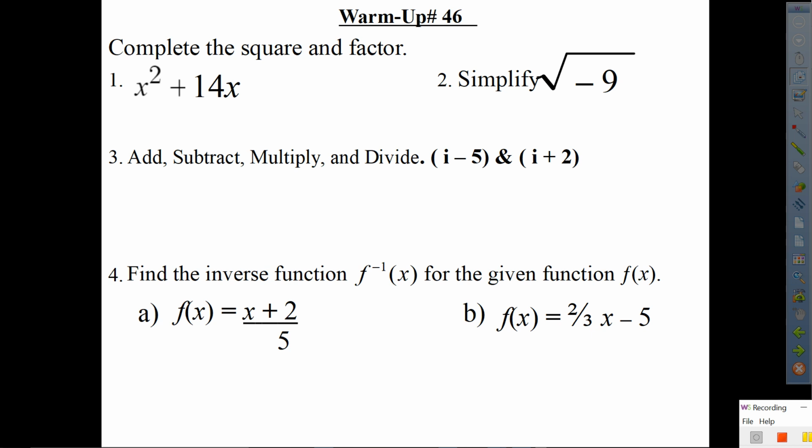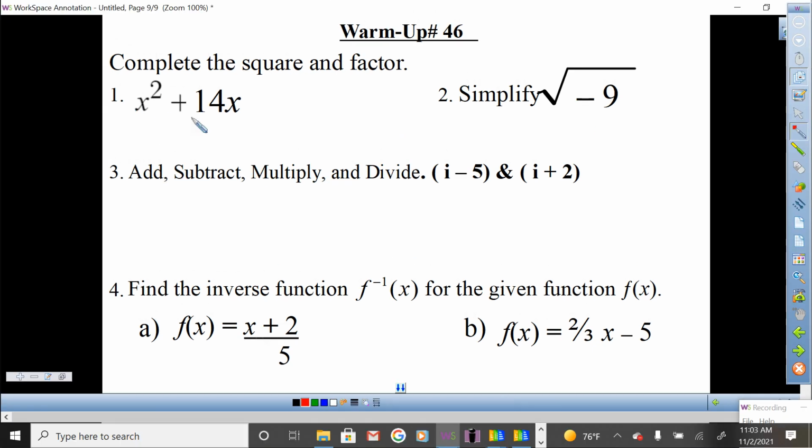And number 4 says, find the inverse of the given function f of x. For part A, they give us the function f of x equals (x plus 2) over 5. And part B is f of x equals 2/3 x minus 5. I'll give you about 4 minutes to finish that. Copy and go. Just in case you didn't get that, here goes.